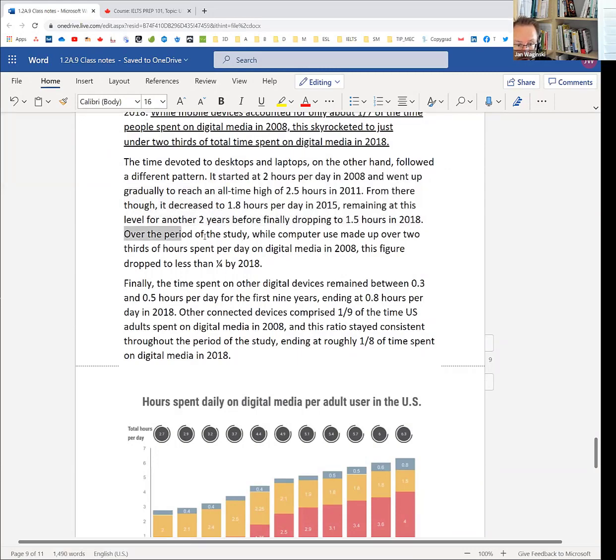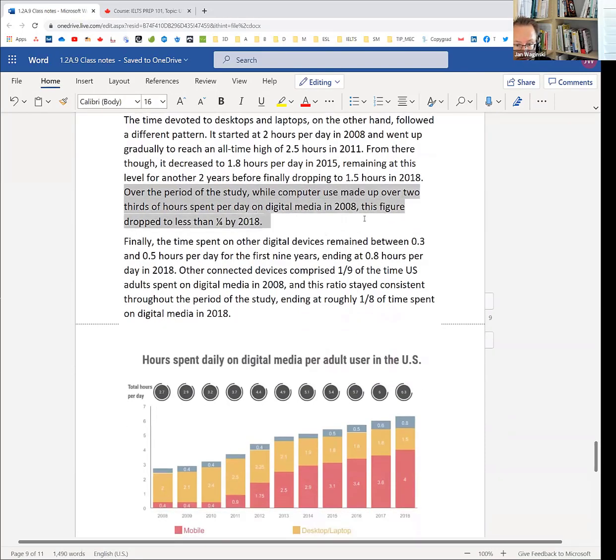Analysis. Over the period of the study, while computer use made up over 2/3 of hours spent per day on digital media in 2008, this figure dropped to less than 1/4 by 2018. So again, I'm staying consistent with fractions, 2/3 to 1/4.